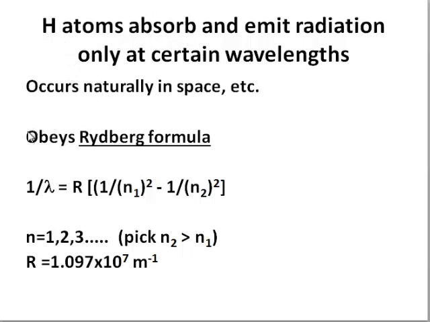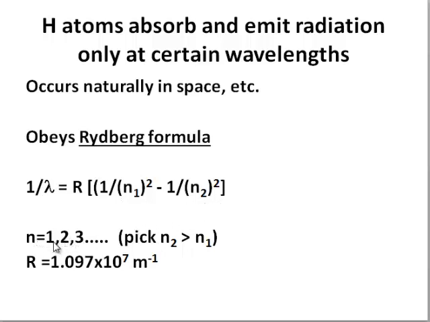While the radiation is getting absorbed or emitted, it obeys the Rydberg formula, which we have down here. Notice on the left-hand side we have the reciprocal of the wavelength. On the right-hand side we have the Rydberg constant, which notice is in reciprocal meters. And then in braces we have 1 over n1 squared minus 1 over n2 squared.